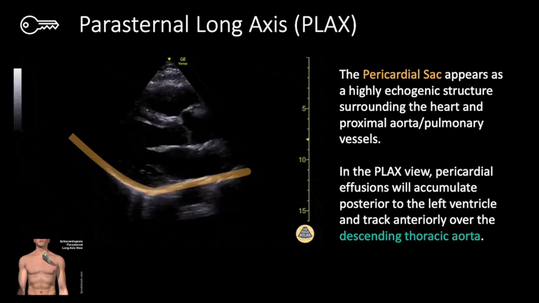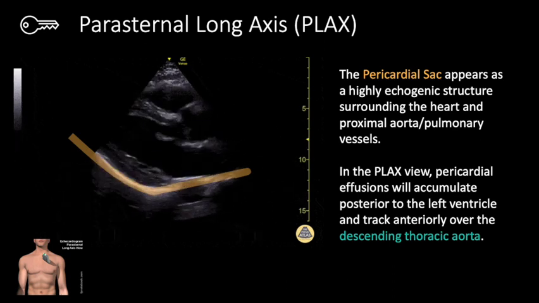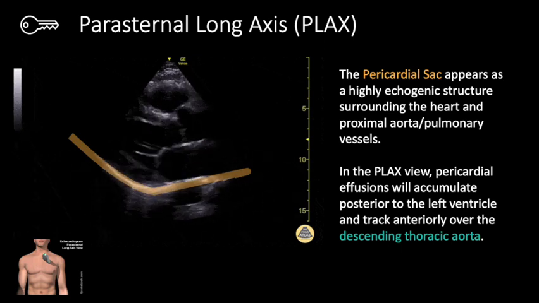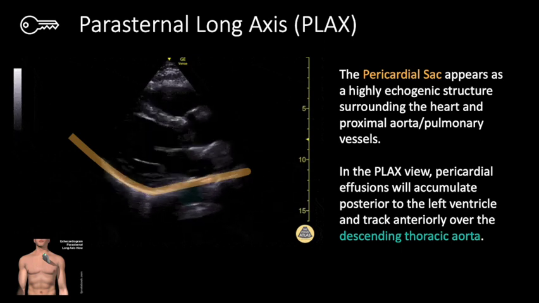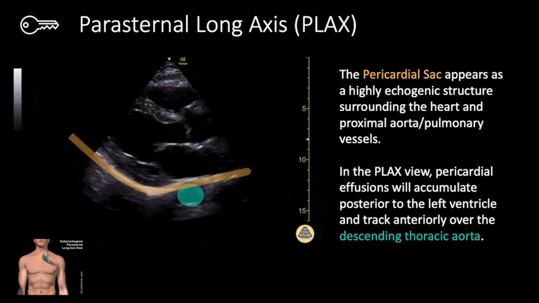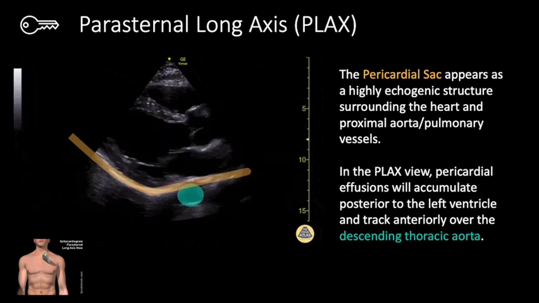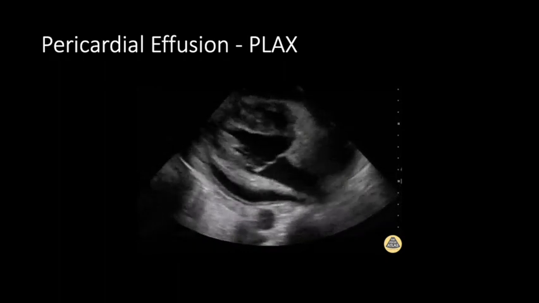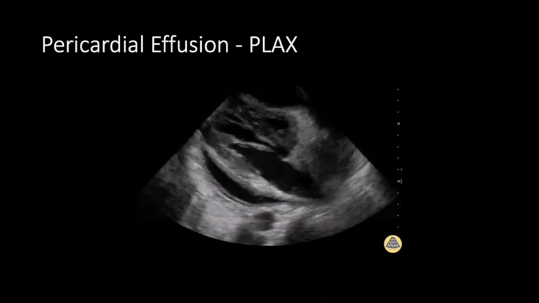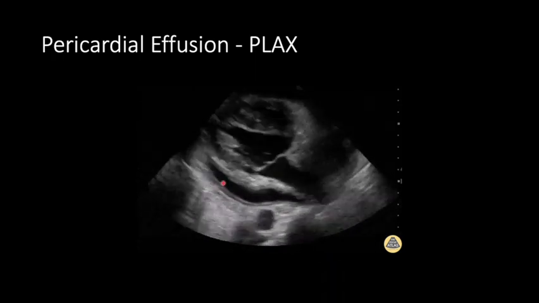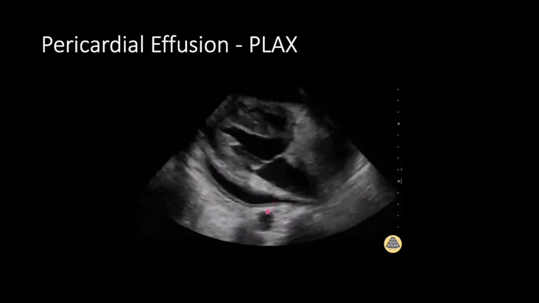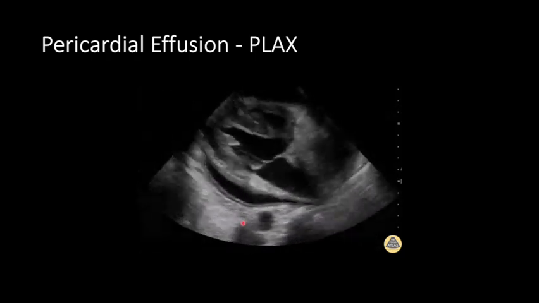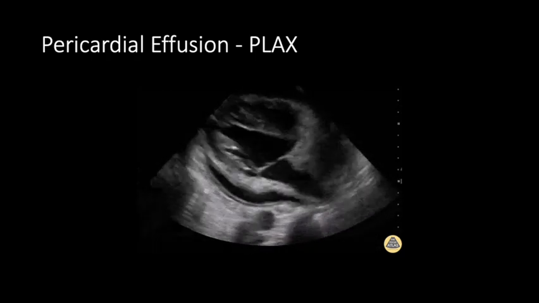Pericardial effusions are going to look like dark anechoic collections of fluid, for the most part, that accumulate posterior to the left ventricle and will track anteriorly over the descending thoracic aorta, which I've highlighted here. On a peristernal long axis view, we can clearly see that there's a collection of hypoechoic or anechoic fluid right here that does indeed track over the descending thoracic aorta seen here.